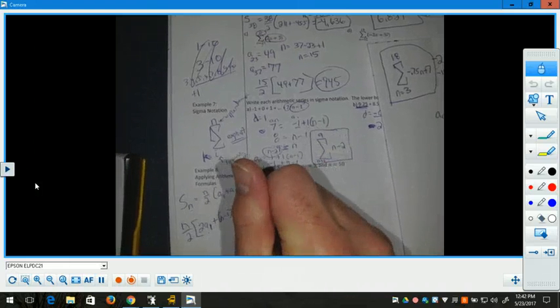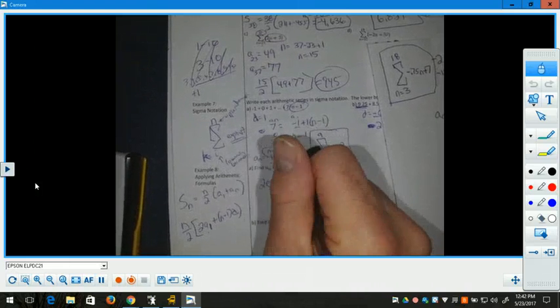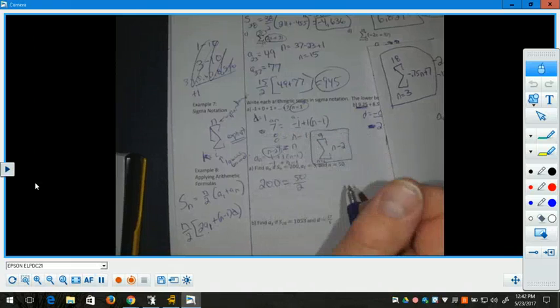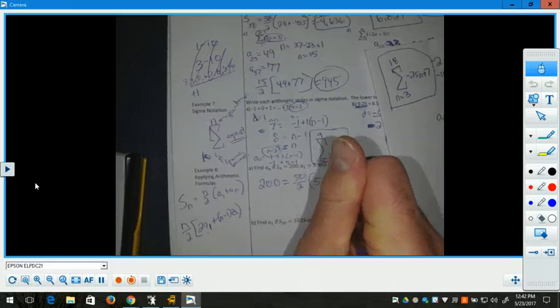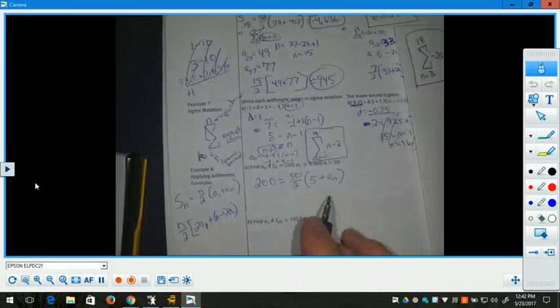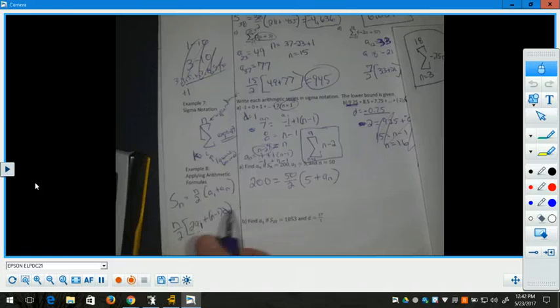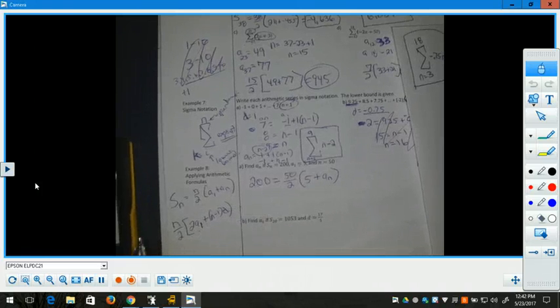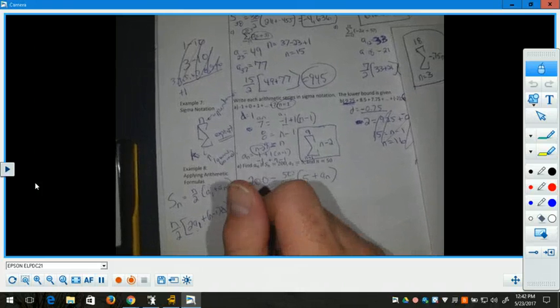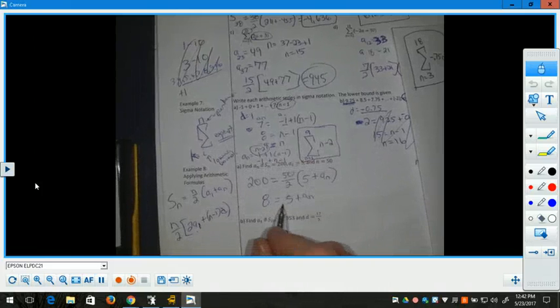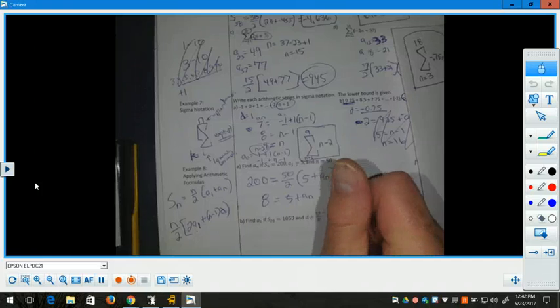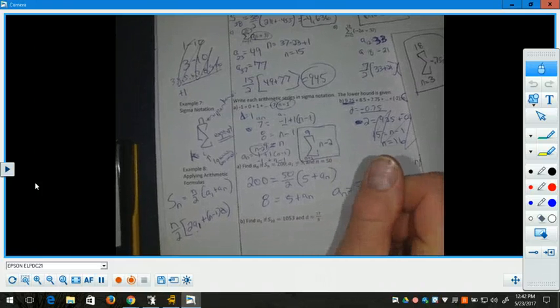They've told me the partial sum is 200, the value of n is 50, and the first term, a sub 1, is 5. All I don't know is the value of a sub n, which is what I'm trying to find. So I'm going to multiply 200 by 2/50ths, 200 times 2 over 50, and I get a value of 8. 8 is equal to 5 plus a sub n. Subtract the 5, a sub n is 3.